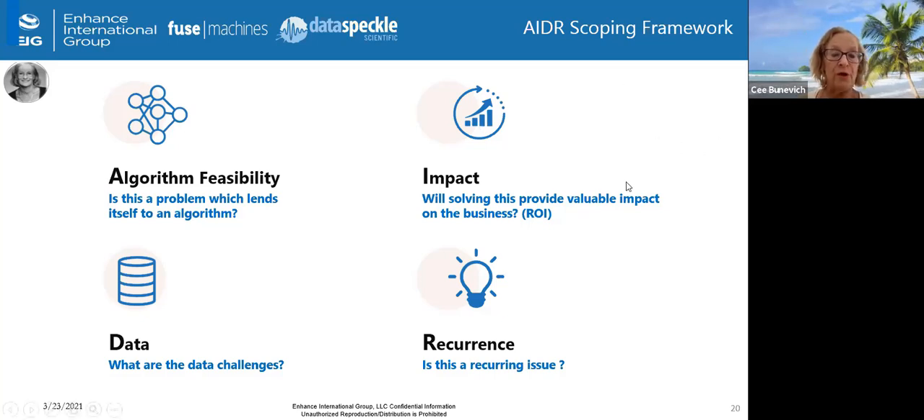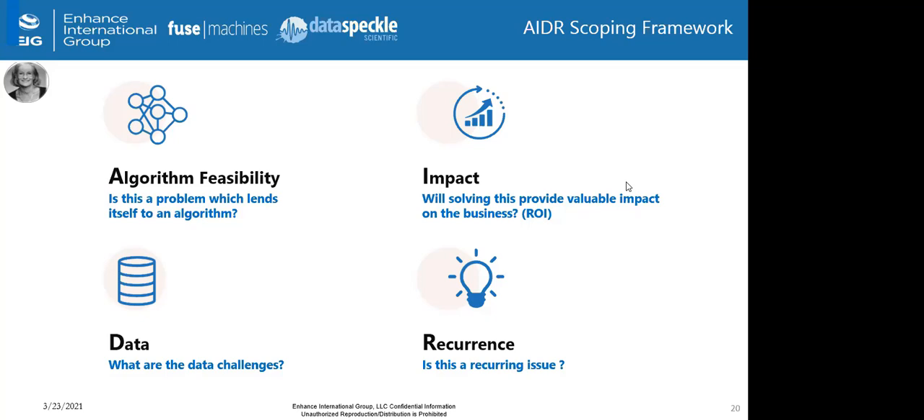Number two for us is impact. Solving a problem with AI takes time and energy and therefore money. And so you don't want to focus on a problem that won't have a significant impact on your business. And typically you want the impact to either generate additional revenue or reduce expenses, something really meaningful for your business.